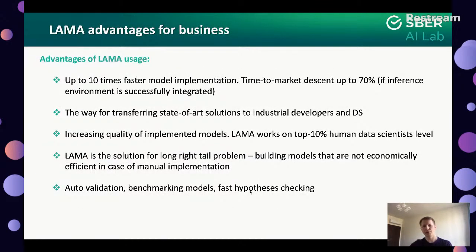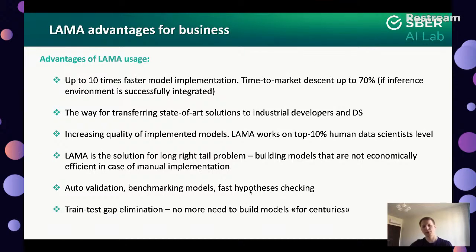For sure, we can take LightAutoML as a fast hypothesis checking tool. We can just figure out whether the expert features we built are useful, or whether we should use a new input source or something like that. We could also benchmark our models built manually, and we can do it pretty automatically.